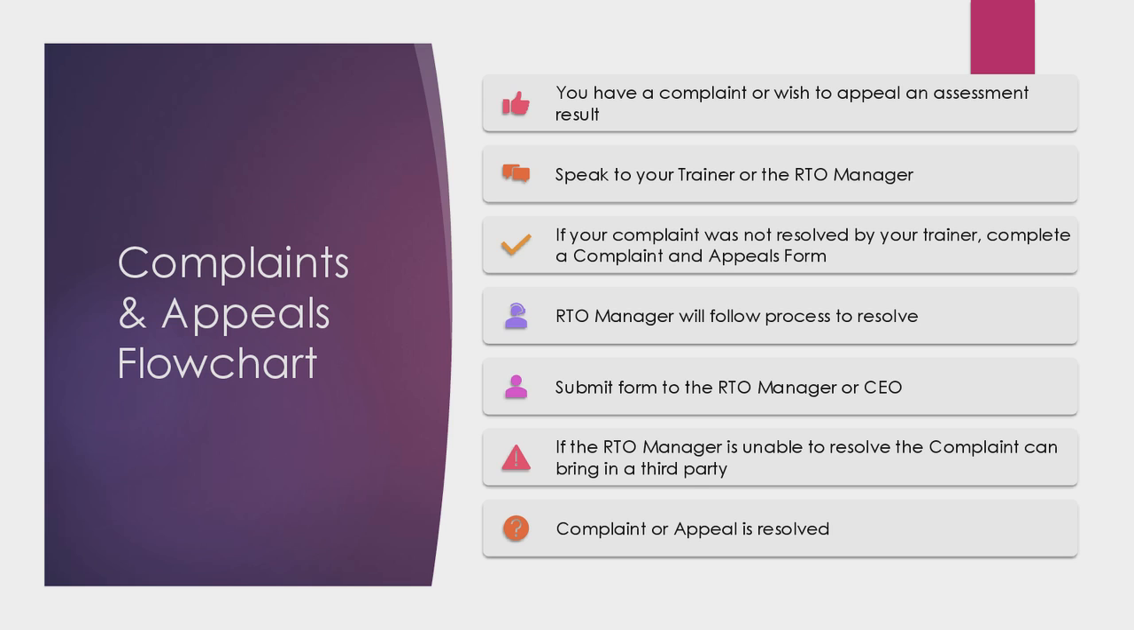If your complaint was not resolved by your trainer, you get to complete a complaints and appeals form and then submit that form to the RTO manager who will follow the process to resolve the complaints and appeals. If the RTO manager is unable to resolve the complaint, they can bring in a third party. So the student has the right to bring in a third party if they wish to have support with regards to their complaint. So they could have a job network provider they want to bring in, they might have a counsellor, they might have a family friend that they want to bring in to assist them with the complaint. And then the complaint or appeal is resolved. So that's ideally what the situation would be when managing the complaint.